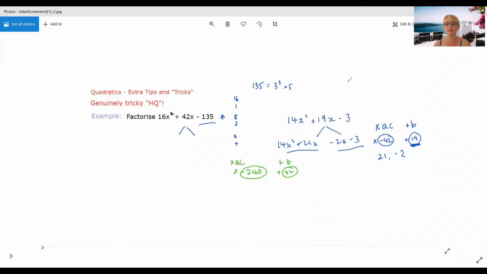Okay, so we're faced with a bit of a difficult situation. We're trying to find two mystery numbers that multiply to give -2,160 and add to give 42. We do know that one of them is going to have to be negative and one's going to be positive, and we do know that the difference in magnitude between them is going to be 42. We might be lucky enough to come up with the correct numbers. However, what happens if we can't?